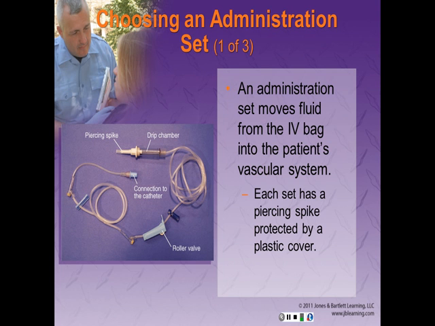Each administration set has a piercing spike protected by a plastic cover. There are different sizes of administration sets for different situations and patients. Most drip sets have a number visible on the package which indicates the number of drops it takes for a milliliter of fluid to pass through the orifice and into the drip chamber. Drip sets commonly used in the pre-hospital environment come in two primary sizes, micro drip and macro drip. A macro drip is a large drip and a micro drip is a mini drip.